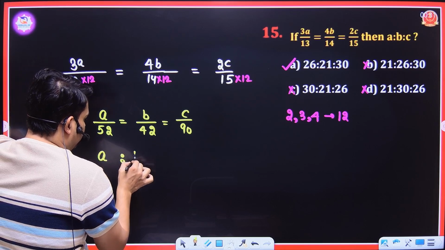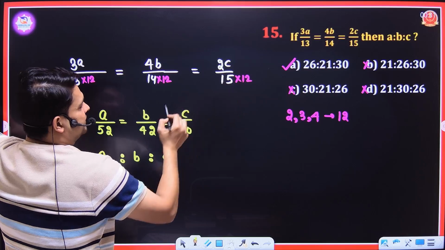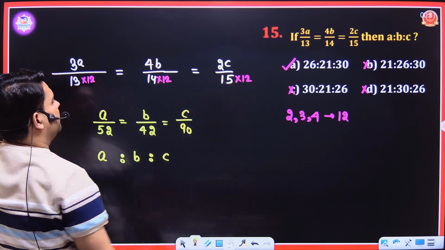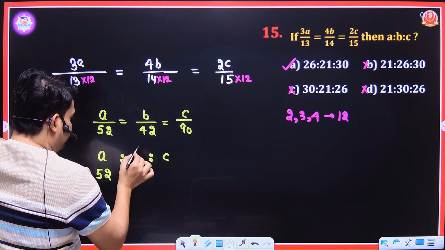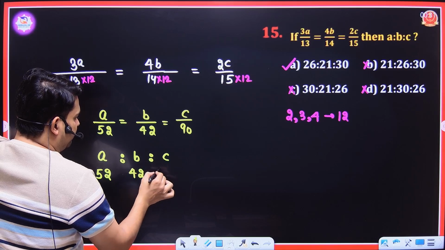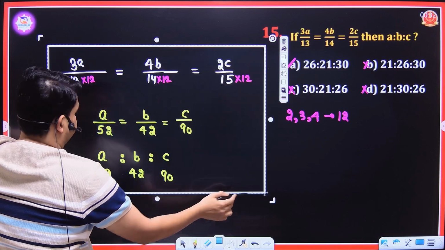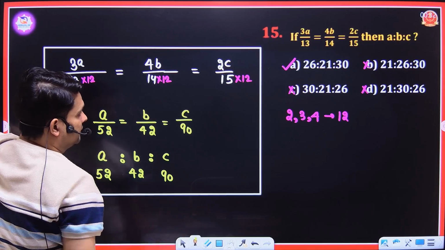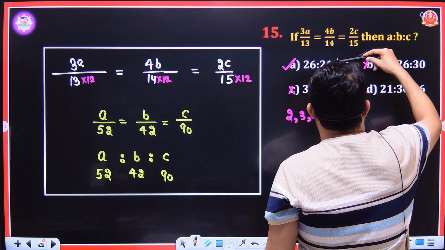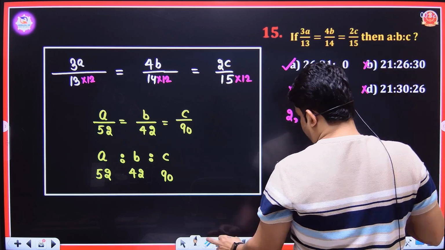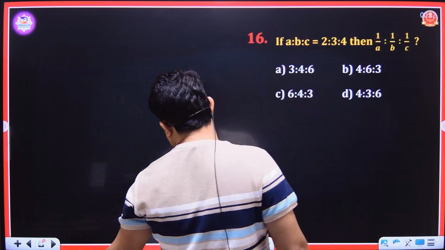A ratio B ratio C. We have 2, 6, 1, 12 and 15, 6, 1, 90. So the value of A is 52 here, the value of B is 42 here, the value of C is 90 here. So we will correct this option. We have to write here 6, 60.